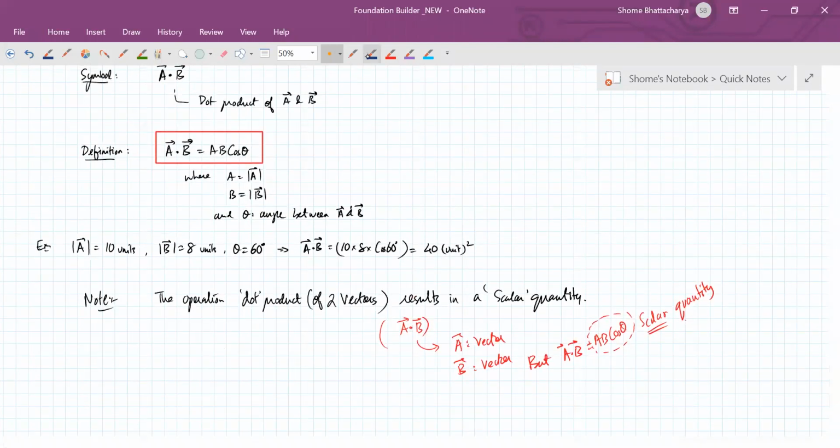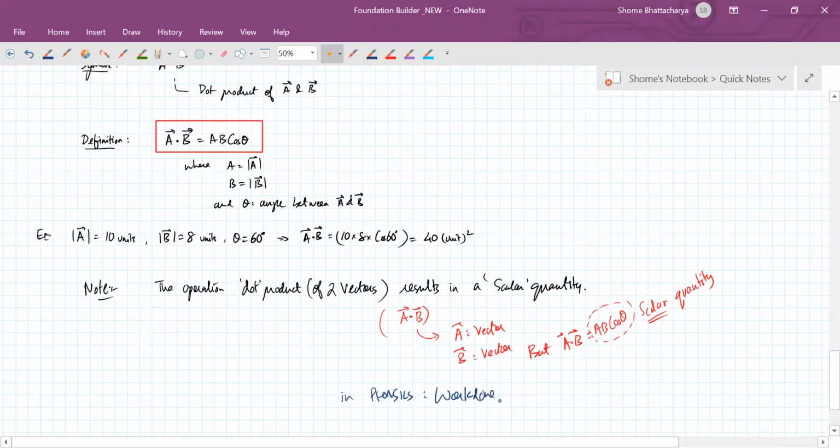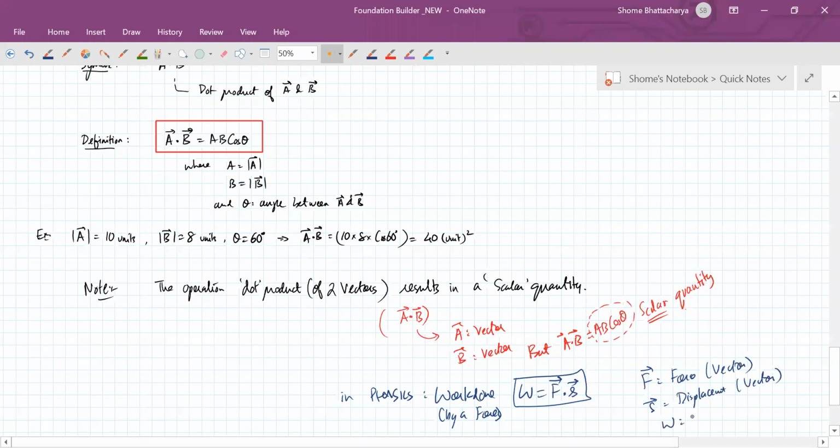In fact, in physics, work done by a force, this quantity is defined as dot product of force and displacement. Force is a vector quantity, displacement is a vector quantity, but W, which is work, is a scalar quantity.